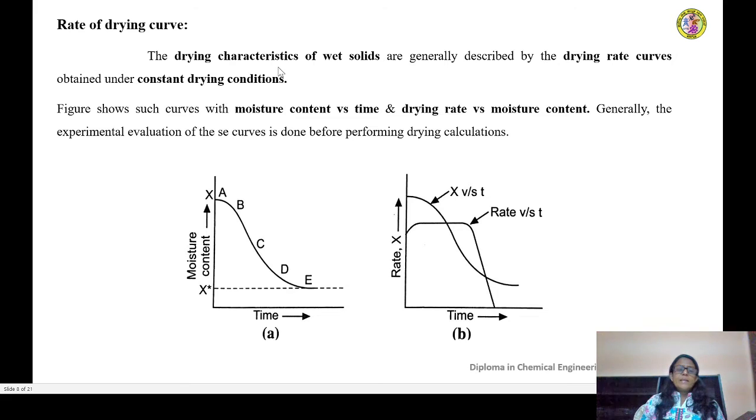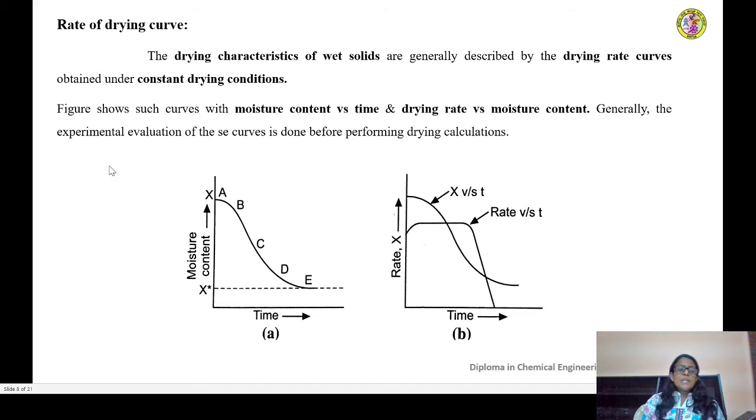So the drying characteristics of the given wet solids will be described by the drying rate curves obtained under constant drying conditions. After conducting this test, the graphs shown in the figures are constructed. Two curves can be constructed from the obtained results: moisture content versus time, shown in figure A, and drying rate versus moisture content, shown in figure B.